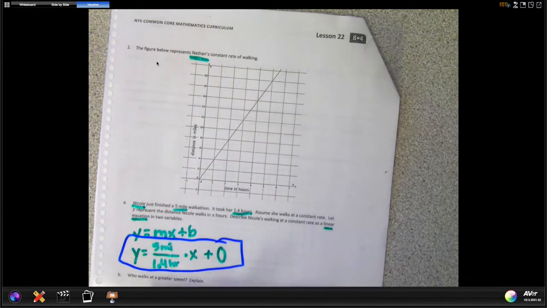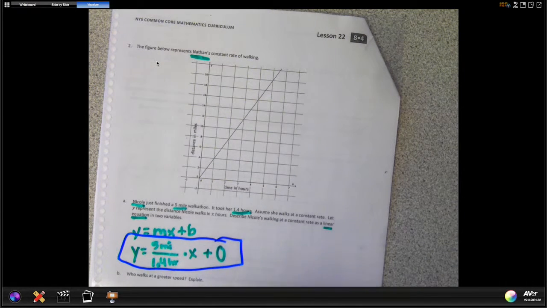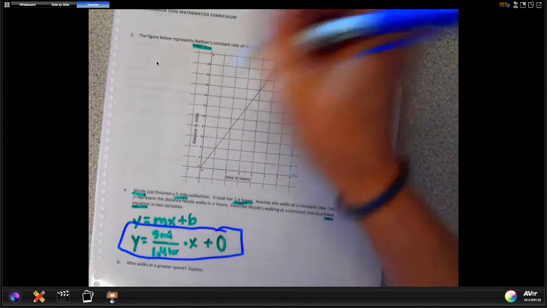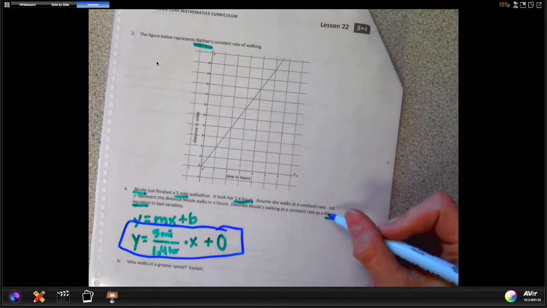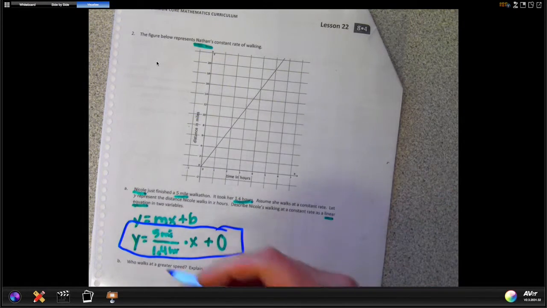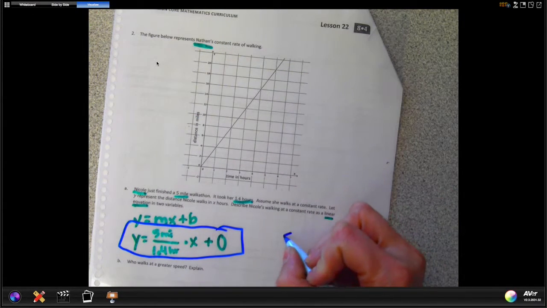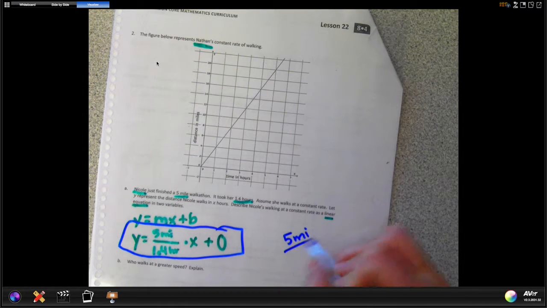Now the second one, we're like, what's going on with Nathan up here? Well, that's where we're going to be. It says now who walks at the greater speed? Is it going to be Nathan with this graph or Nicole with our equation? And here's what we're talking about. Speed of something is always referring to our slope or our rate of change. So for Nicole, we know she walks 5 miles in 1.4 hours. This is Nicole.